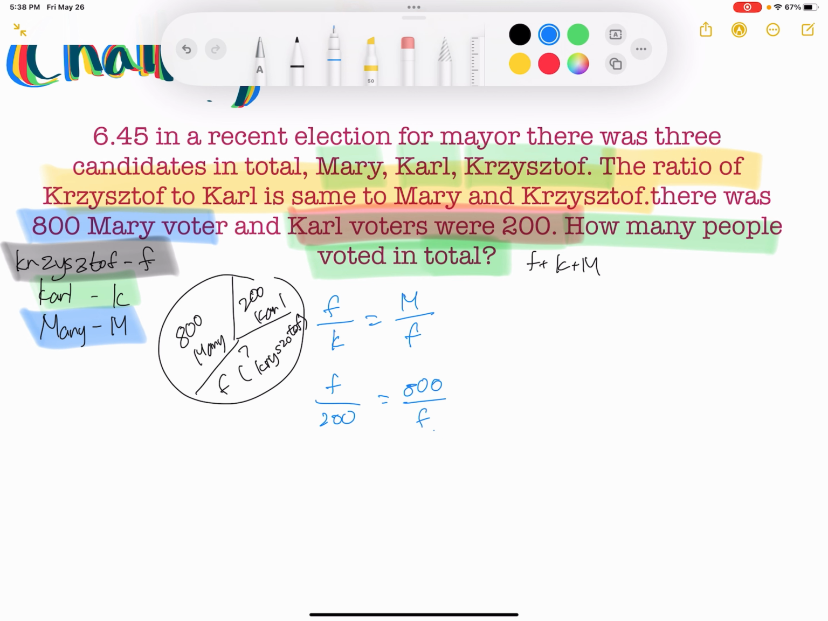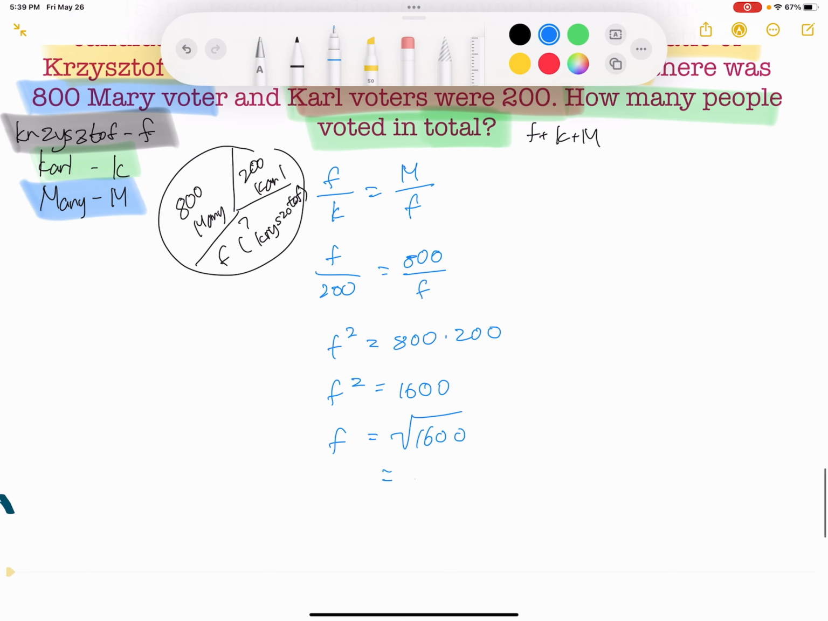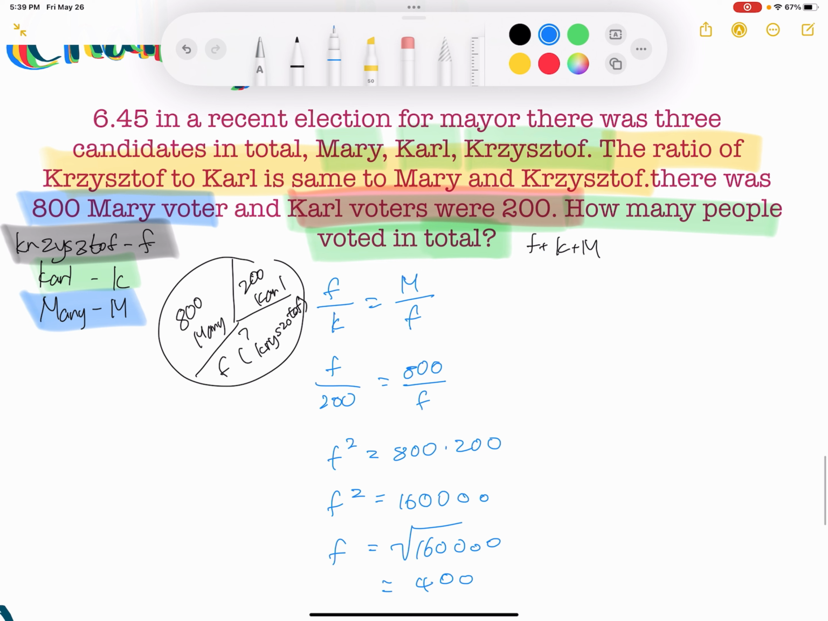Now we simplify. We only have one variable, which makes this extremely solvable. F squared equals 800 times 200, which means F squared equals 160,000. So F equals the square root of 160,000, which equals 400. Now, we're not done. We found all three variables, but we yet have to add them.